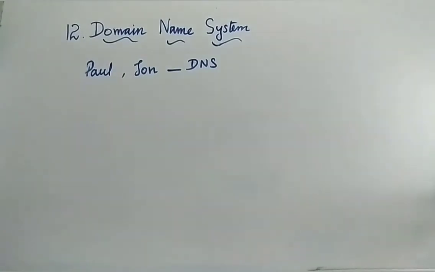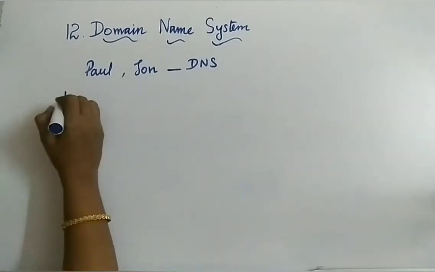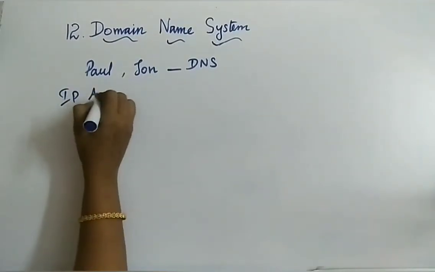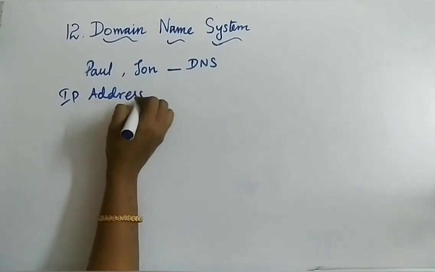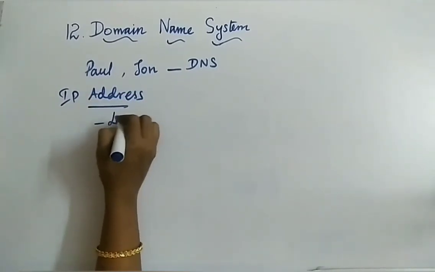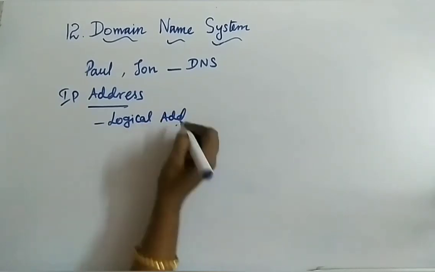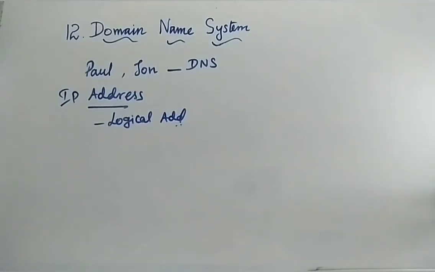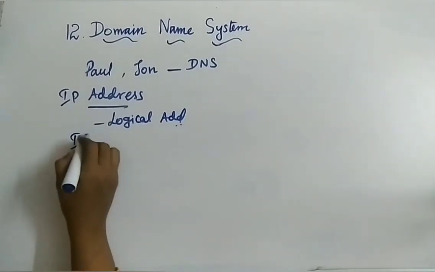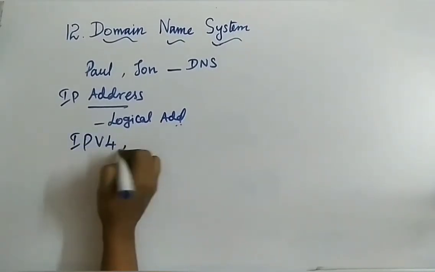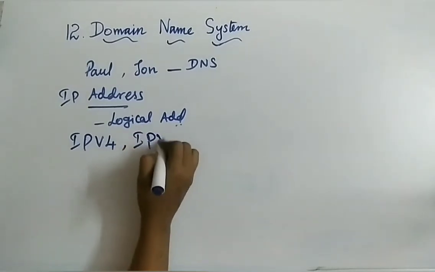Yes, next we finished IP address. So an IP address is simply a logical address in the network layer. This IP address is further categorized, in its addressing modes, into two. Yes, what are they? IPv4, and the next one is IPv6.